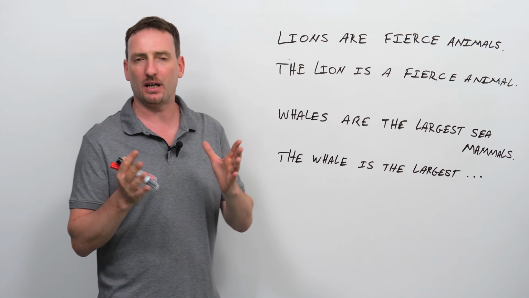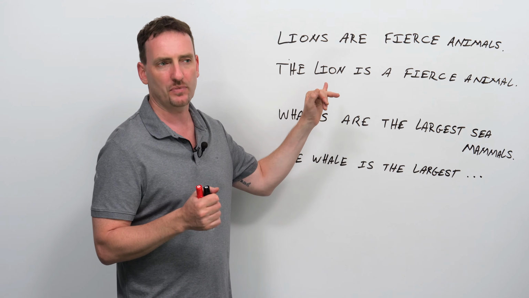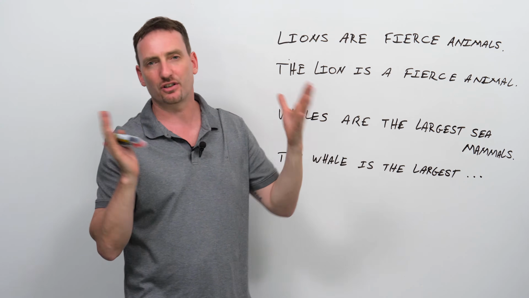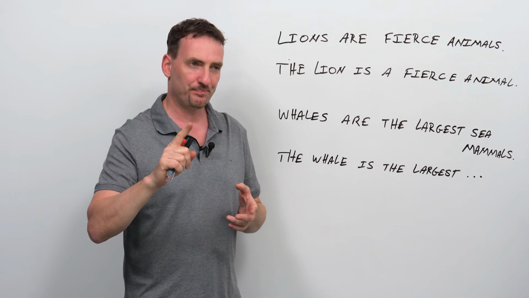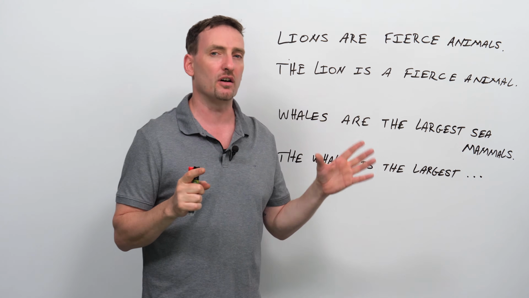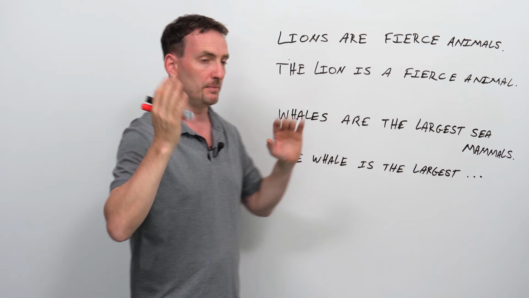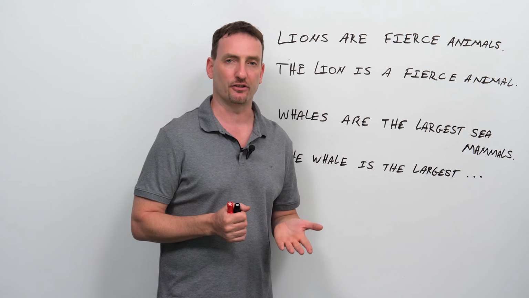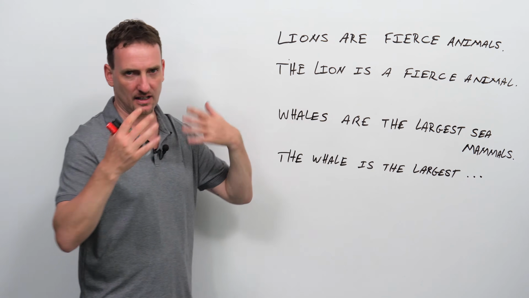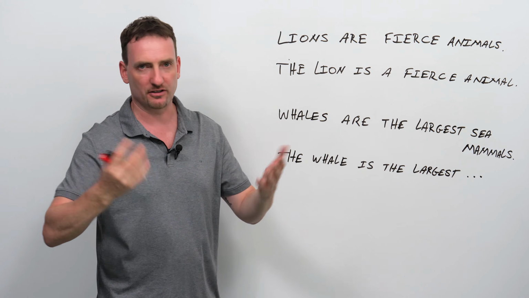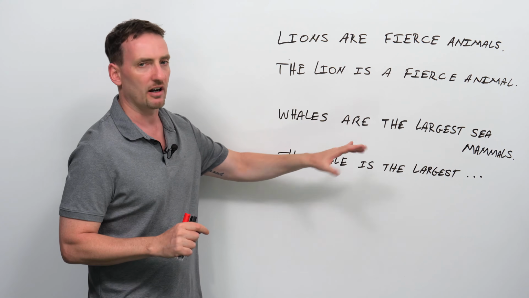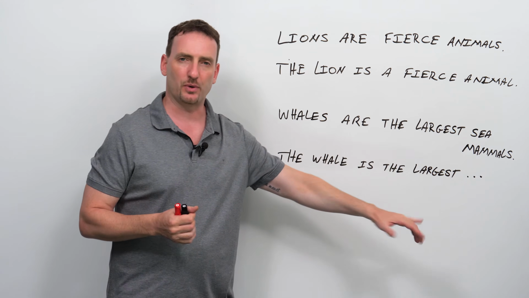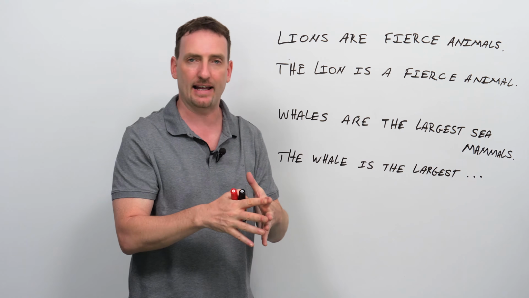In this case, it's okay because if I say the lion, I can picture all lions. If I say the dog, I can picture all dogs. But I probably wouldn't say the dog when I'm talking about all dogs. Let me give you an example why. Whales are the largest sea mammals. Okay? A mammal is like a type of animal. Like humans are mammals as well. So whales are, and I'm talking about all whales. Now here I can say the whale is the largest when I'm talking about this particular type of animal.